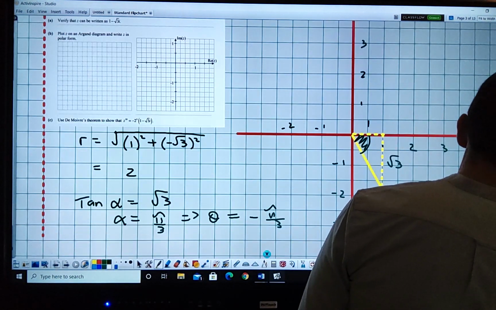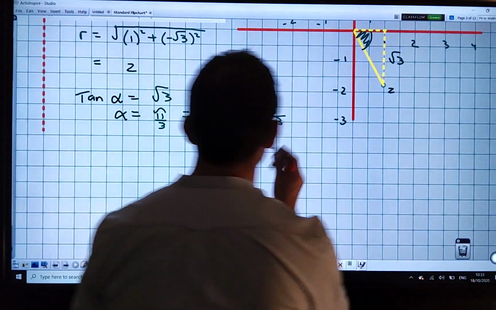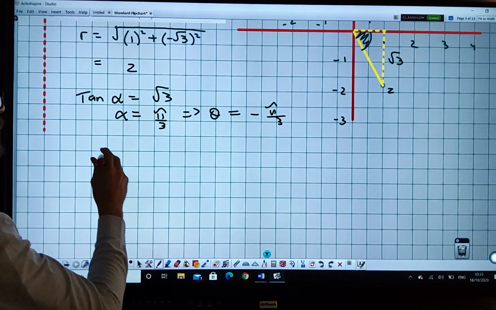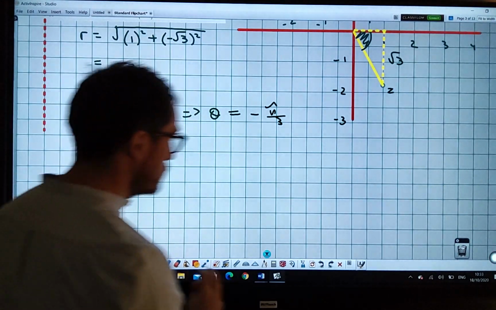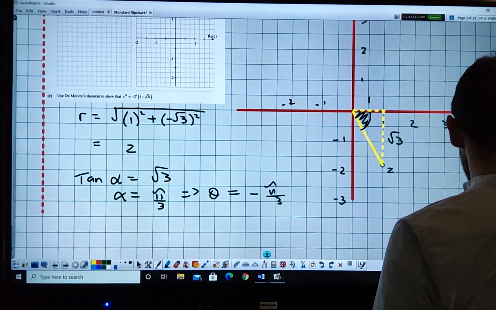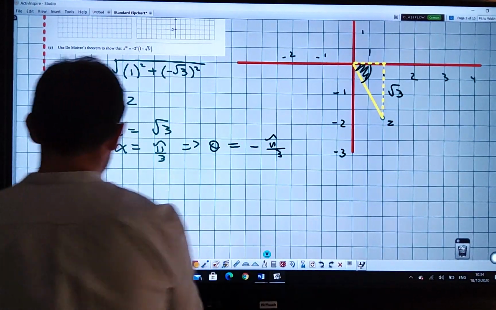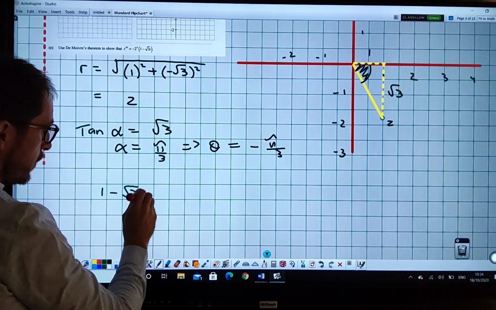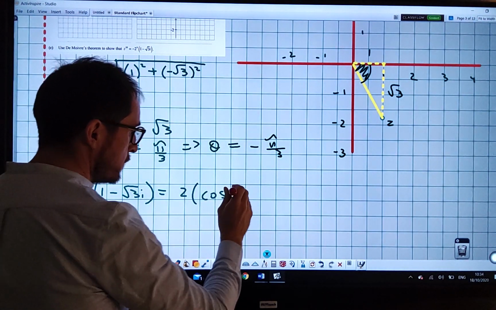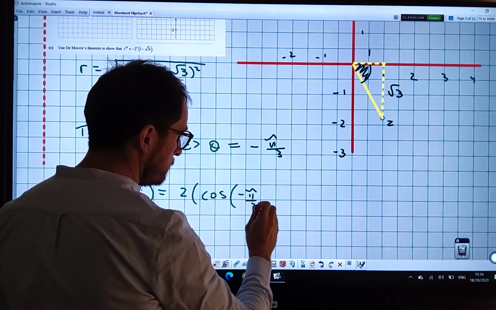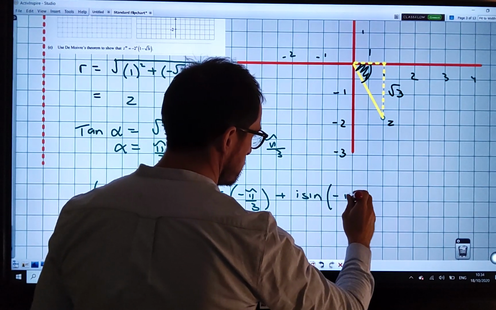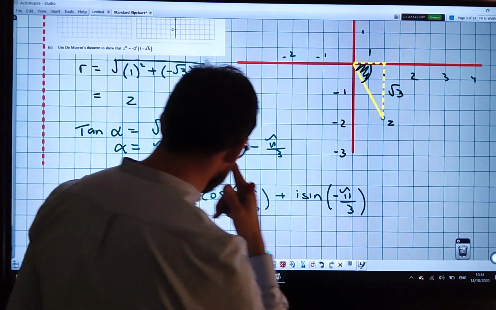And so now I can do the following. So that's minus pi over 3, and r is equal to 2. Well, then I can say that 1 minus root 3i is equal to 2 times cos minus pi over 3 plus i sine minus pi over 3. Okay?